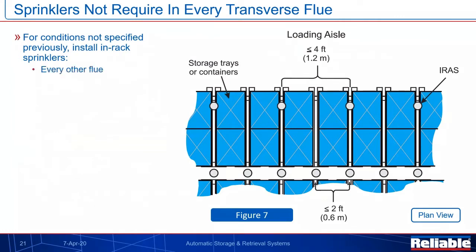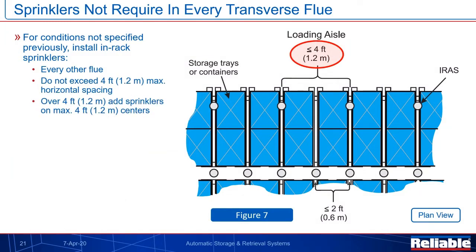If one of those three conditions is not present, we now get the option to skip every other flue space. And this is just a way to save sprinklers inside of the rack. And that's going to be dependent upon if that transverse flue spacing with skip sprinklers doesn't exceed 4 foot. So we're looking at the containers need to be a maximum of about 2 foot in between there.